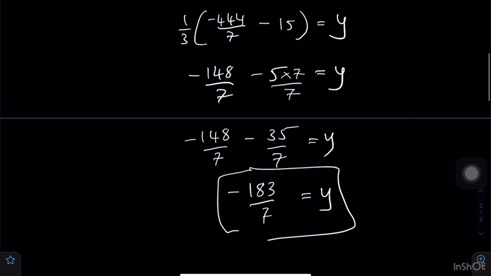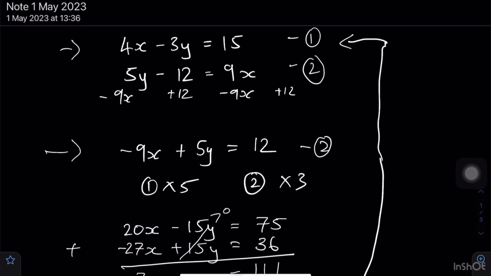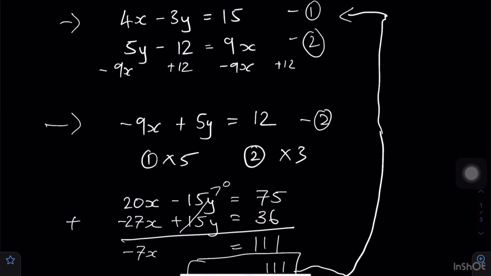So now we have the y and the x term, and to ensure that these are correct, the best method would be to substitute them into equation 2 and see if we get the right result.